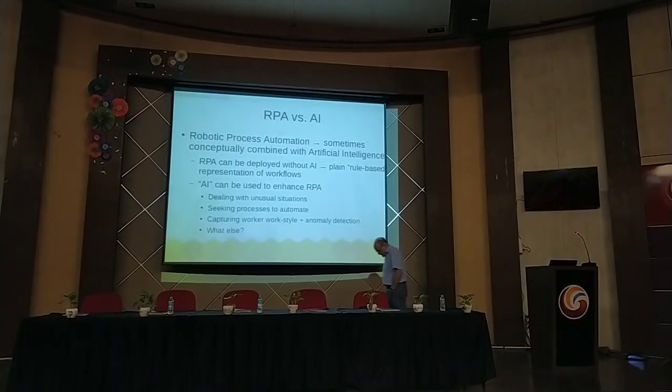Now, you may ask yourself, so what is the relationship between robotic process automation and artificial intelligence? And the first important message is, you can do robotic process automation with no AI at all. Everything will be rule-based, especially if you have a simple case, no need to have any artificial intelligence. Okay? Those things are orthogonal to each other. Now, AI can be used to enhance RPA.